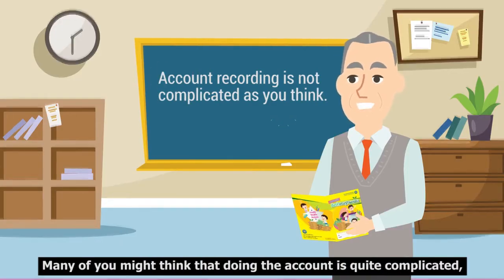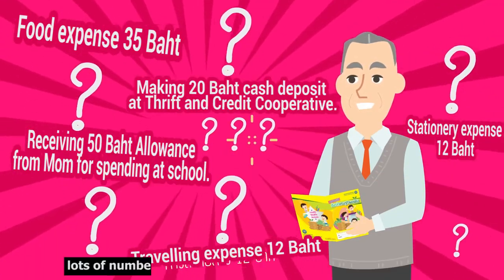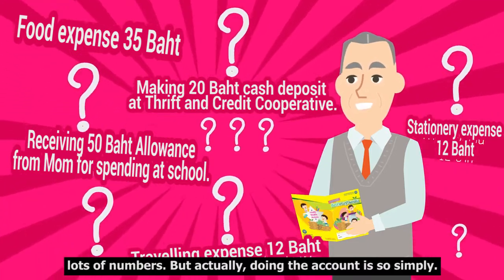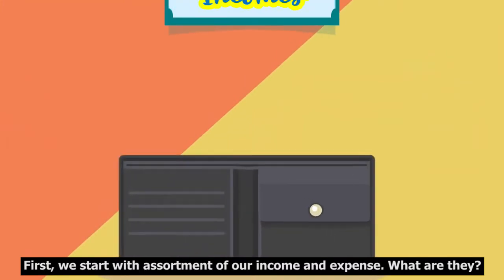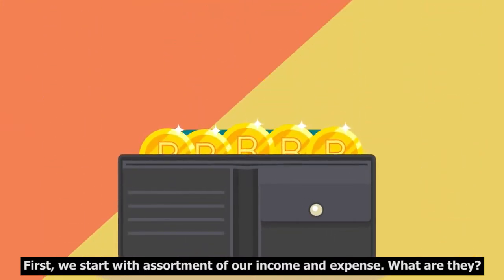Many of you might think that doing the account is quite complicated. Lots of numbers. But actually, doing the account is so simple. First, we start with the assortment of our income and expense. What are they?